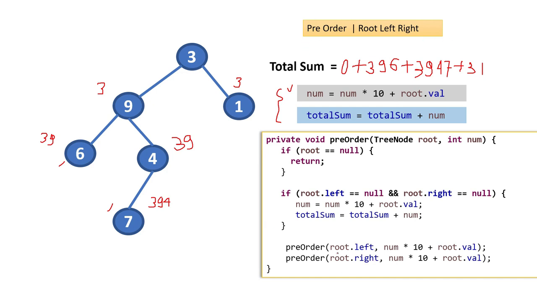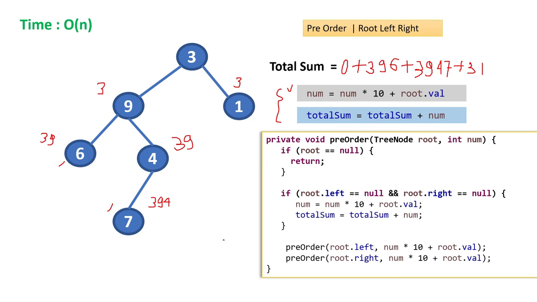If it is not the case, then we will move left and then we will move right for pre-order traversal. So when we go to the left side, the num we will pass is num into 10 plus root val. And for the right also the same thing, num into 10 plus root val. And when we complete our recursion traversal, we will get the result. This total sum you can define outside as a global variable and keep updating it. Time complexity will be O(n) because we are visiting each and every node just once.